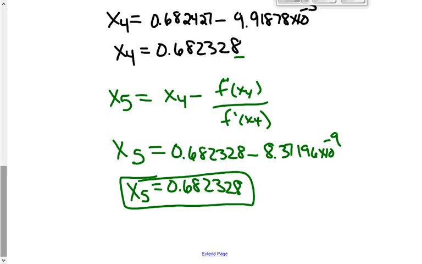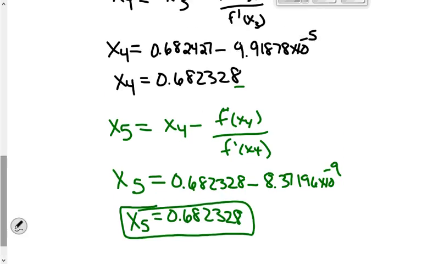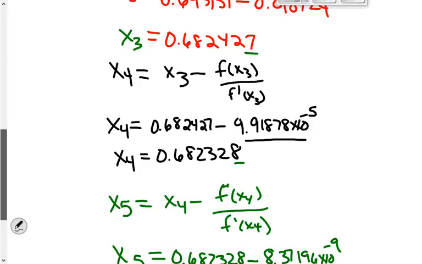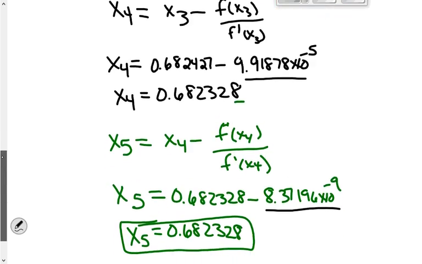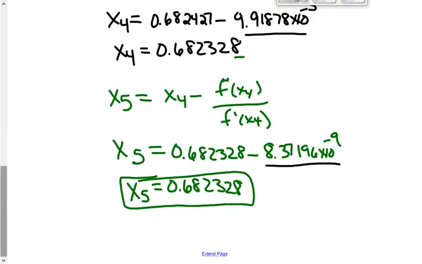Okay, so when we get to the x5 iteration, we've got the same thing as we got in the x4 iteration. But what I want you to see is that this correction factor, this adjustment factor, is getting smaller and smaller as we go through more and more iterations. And that's what's helping us get down to the value we need to get to.